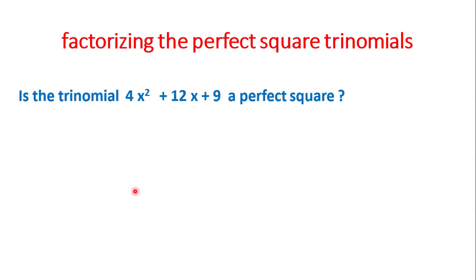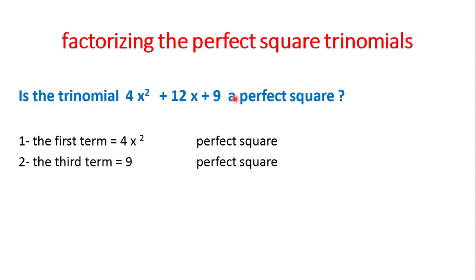Okay, let's take this exercise. Is the trinomial 4x^2 + 2x + 9 a perfect square? I want to know if this trinomial is a perfect square or not. The first term here is 4x^2. 4x^2 is a perfect square. 4 is a perfect square because root 4 is 2. x^2 also is a perfect square, root x^2 is x. Generally, if you have any variable and the power is an even power, this is a perfect square. The third term 9 is also a perfect square because root 9 is 3.